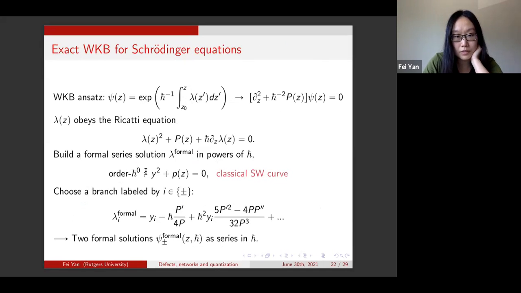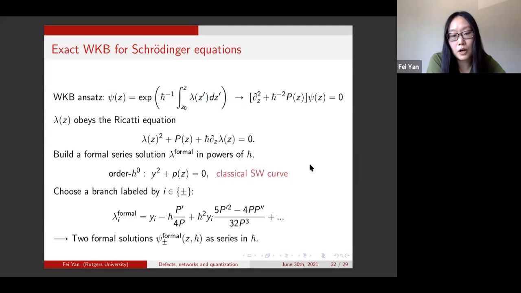At order h bar to the 0, one would just get the classical spectral curve. In this case, there are two branches labeled by the plus minus branch cut. And once you make this choice, all the higher order coefficients in this formal series solution are completely fixed. So I listed the first couple of orders. And once you get this formal solution lambda, you substitute back into your WKB ansatz, and then you get two formal solutions to the Schrödinger equation as series in h bar. And they're really formal solutions, or asymptotic series in h bar; particularly, they're not functions in h bar.